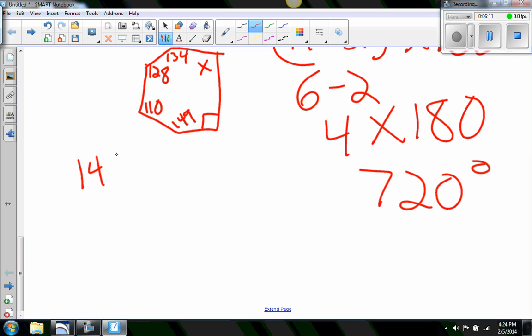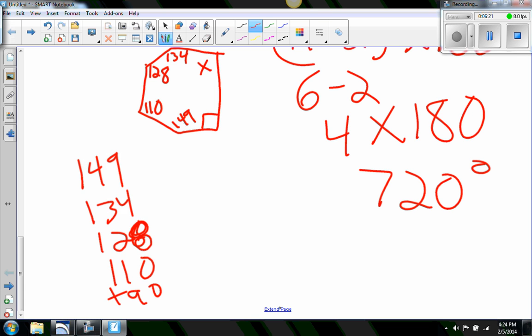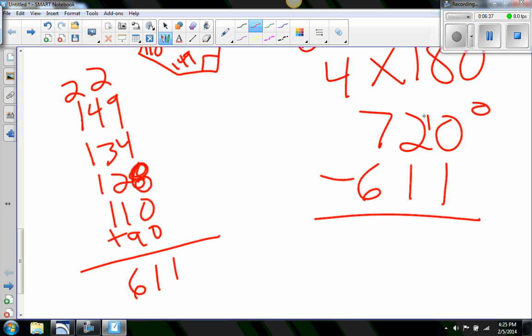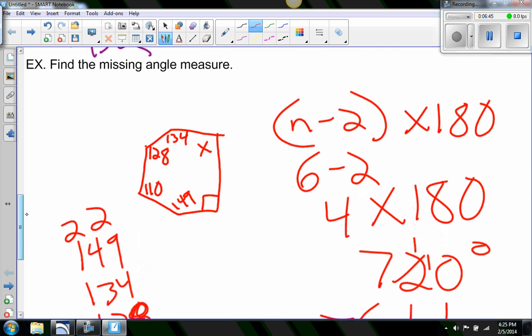So I need to add up what I do have. I have a 149, a 134, a 128, a 110, and a 90. So if I add all those up, 611. So then if I subtract 611 from here, I'm going to get 109 degrees that I have left over for angle x.